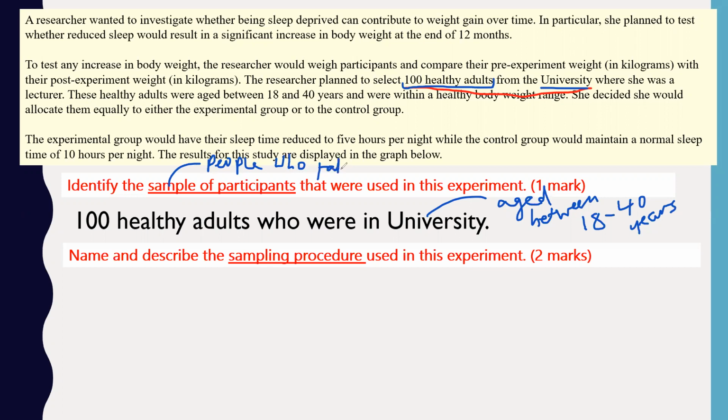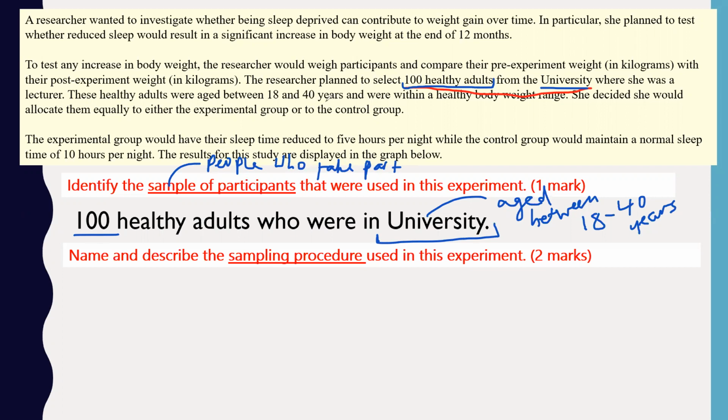And the population is just the broader group from which that sample was drawn. So in this case, the population would just be all the students at the university. Okay, and these 100 are the specific sample that were drawn from that broader population.